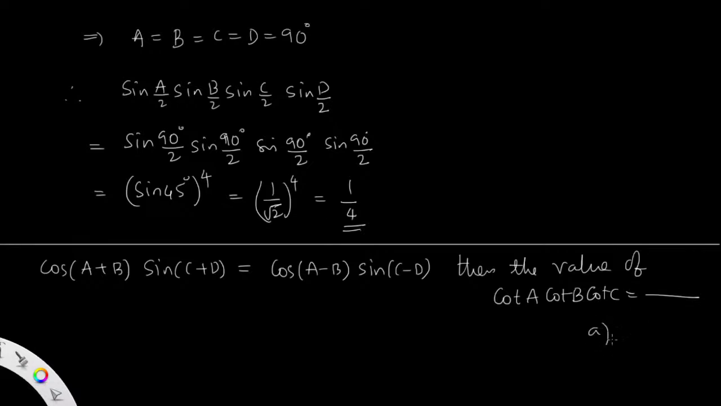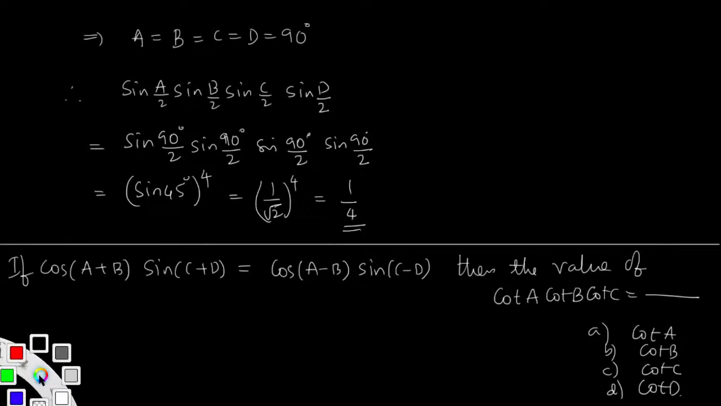The options are given: cot A, cot B, cot C, and then cot D. So this is the question. The condition is if cos of A plus B sin C plus D equals cos A minus B sin C minus D, then the value of cot A, cot B, cot C equals dash.